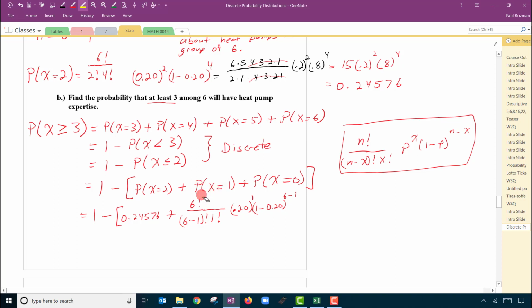Now we have to do the other one. Might as well list that next. When x is equal to 0. Do the substitution. So just remember, replace all the x's with zeros. So you have 6 factorial over 6 minus 0 factorial, 0 factorial, 0.2 to the 0, and then 0.8 to the 6th. Remember, I put these square brackets around here just to be careful with this minus sign that's out here. I'm going to have to add all this stuff together and then subtract it from 1.